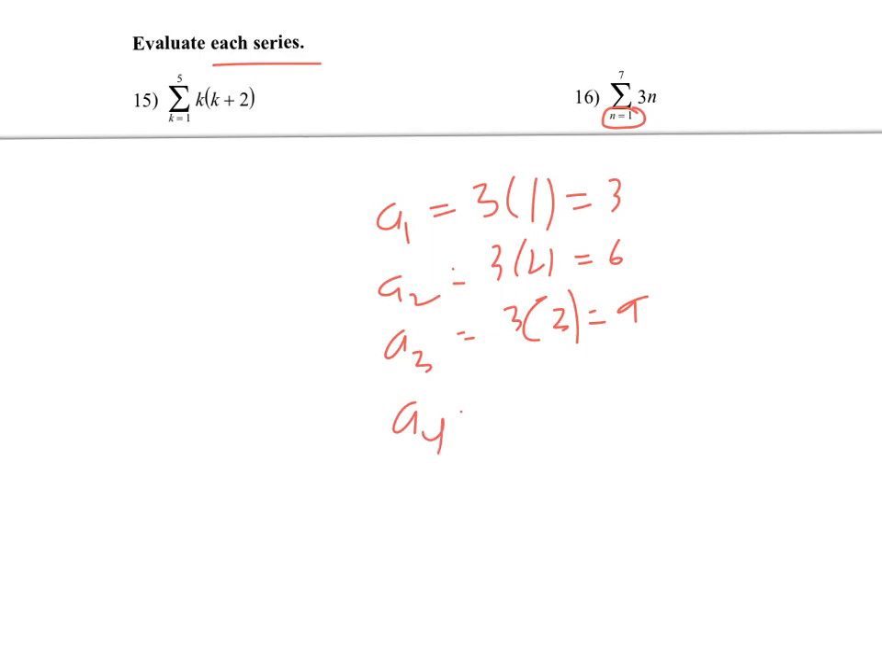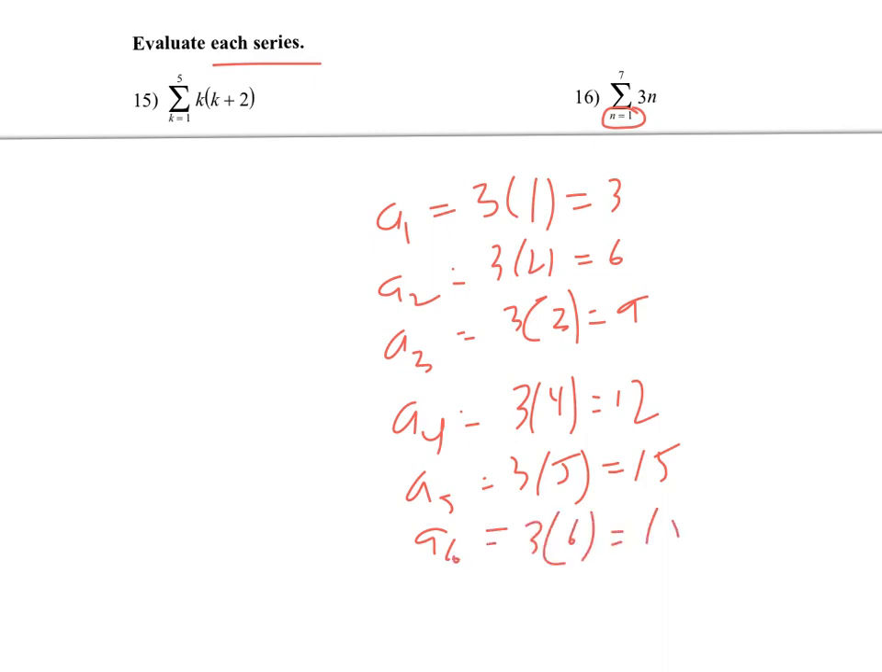And a sub 4 equals 3 times 4, which is 12. A sub 5 equals 3 times 5, which is 15. A sub 6 equals 3 times 6, which is 18. And then a sub 7 is 3 times 7, which is 21.